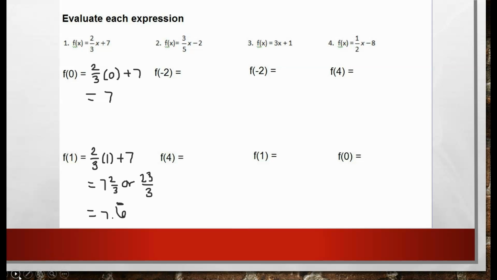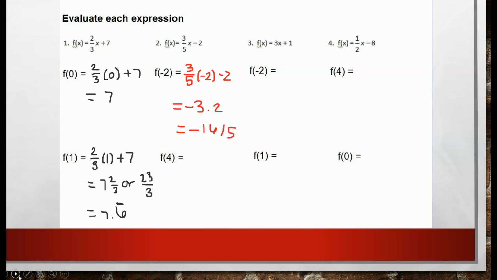Okay, and then in the second column, we have 3/5 times -2 minus 2. So you get 3/5 times -2. And then what you want to do is take that value and subtract 2 from it. So you either get -3.2, or if you had it as a fraction, -16/5.